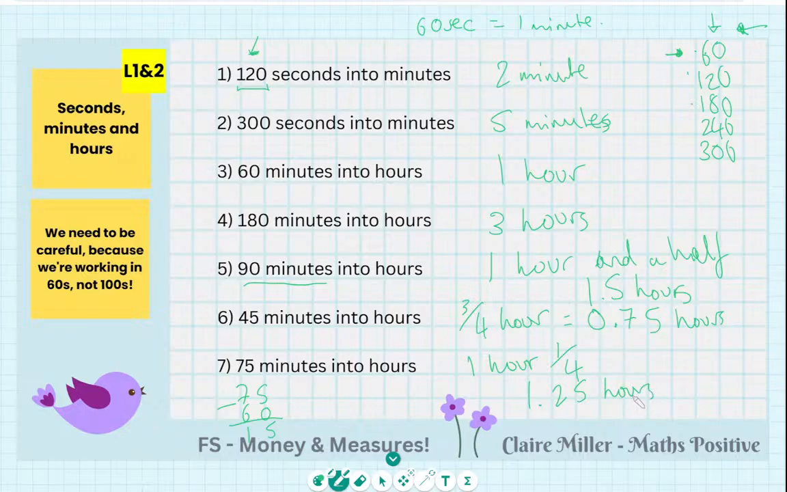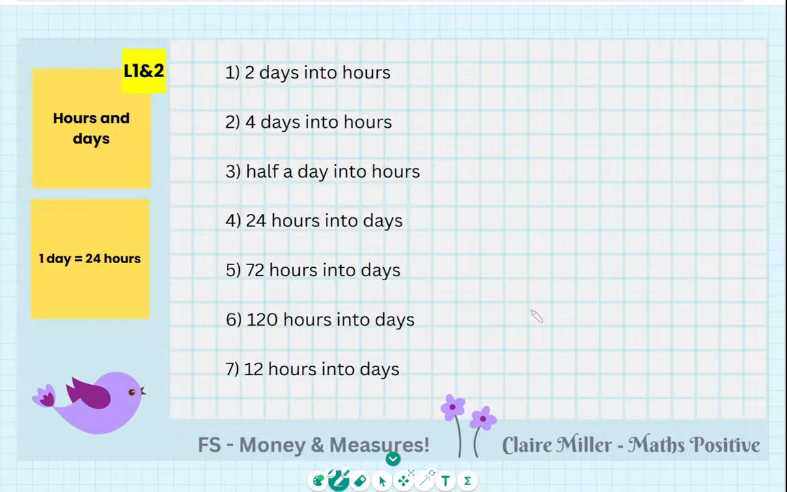So hopefully that's helped a little bit. I know this is something that can be quite tricky at first, but the more you practice it, and the more you practice it in everyday situations as well, maybe when you're thinking about how long a TV program lasts or something like that, see if you can do these conversions.